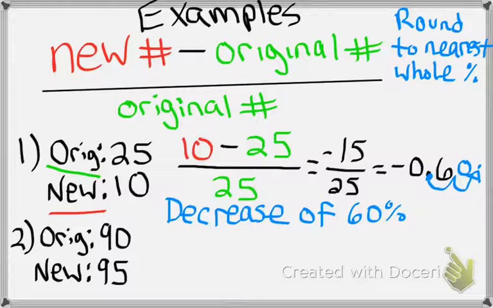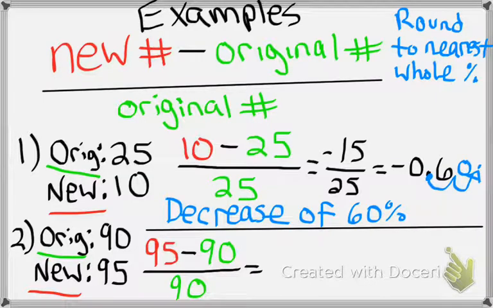Now we're going to do the same thing for number 2. Identify the new and the original. Oop, did that backwards. Nope, I did right. New is in red, original is in green. Plug those in. That means on top we have 95 minus 90, and we're going to take that answer and divide it by 90. Well, 95 minus 90, well that's just 5. So we have 5 divided by 90.